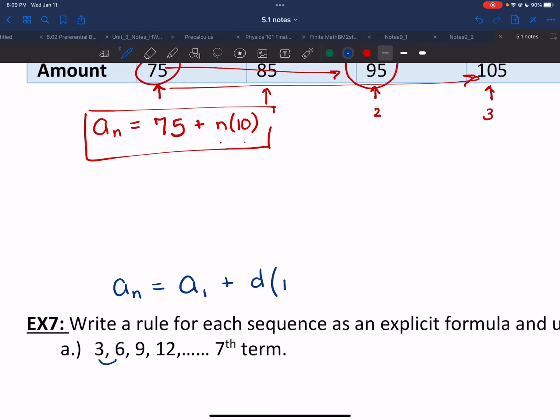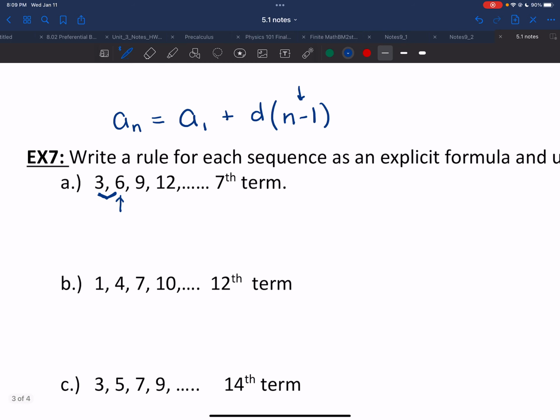times n minus 1, meaning that when I go a difference of 3 here for the first time, I'm only adding 3 on my second term. So this gives me the number 1. So let's use this example 7 as a way to kind of help explain this.